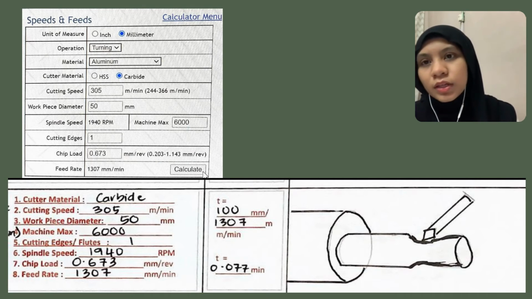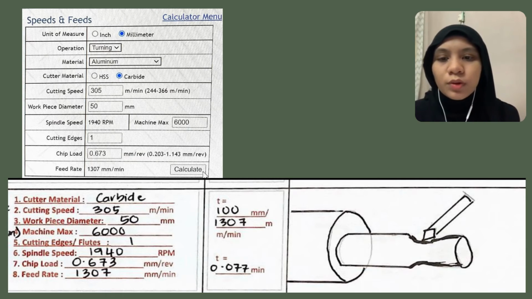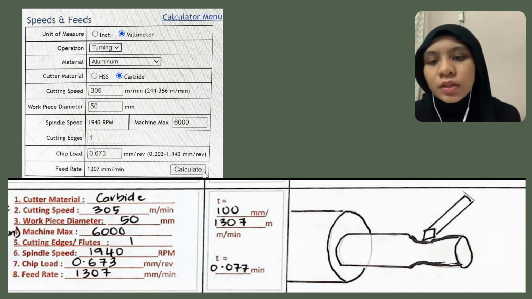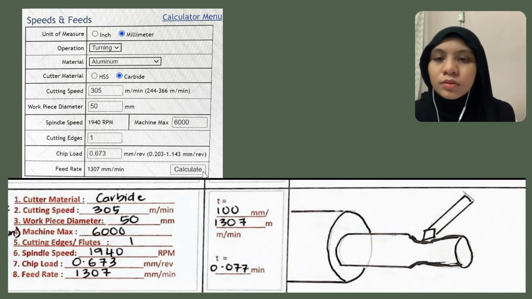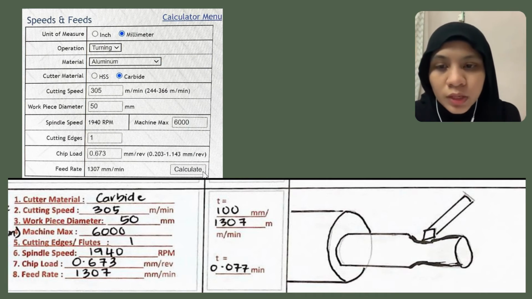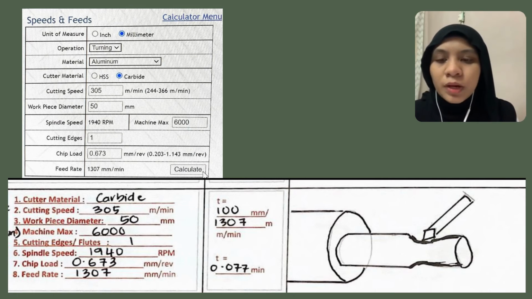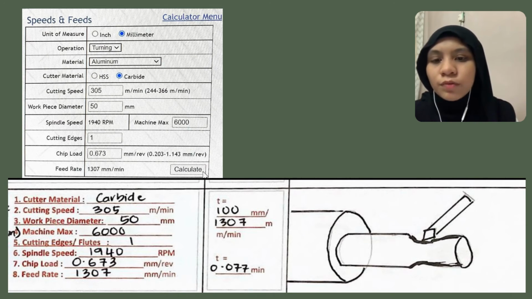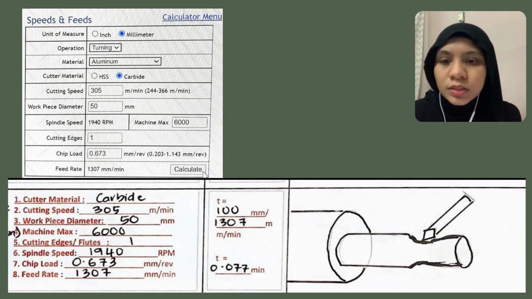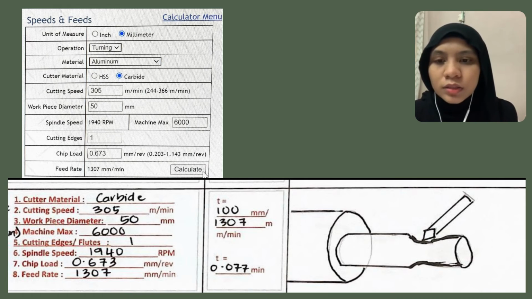So first, as I said earlier, the tool for this process is going to be carbide. So obviously the cutter material will be carbide. As soon as I put carbide in that website, the cutting speed immediately shows up, which is 305 meter per minute. And as I said earlier in part B, the workpiece diameter that I use is in the vertical position, which is 50 millimeter. The machine maximum is going to be 6,000. For this value, I just followed the example that was given by my lecturer.